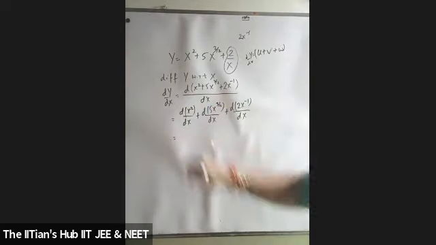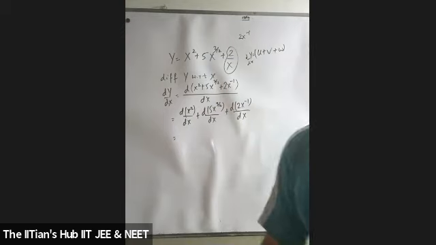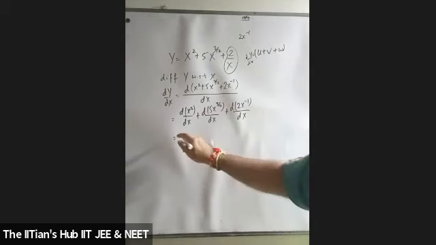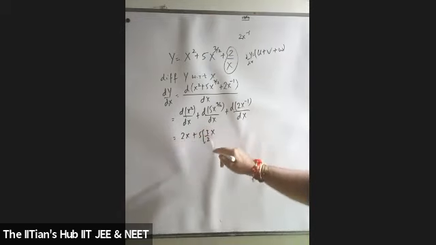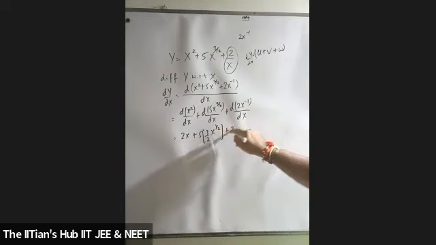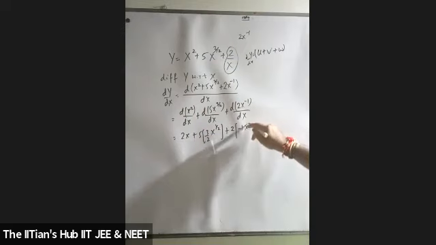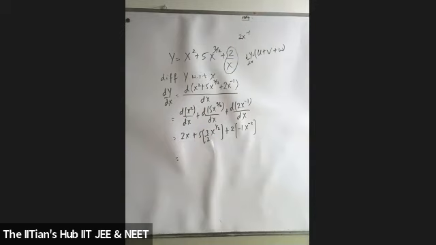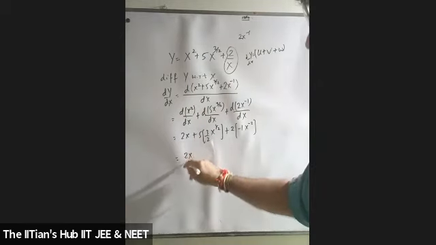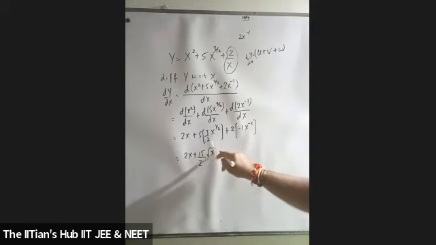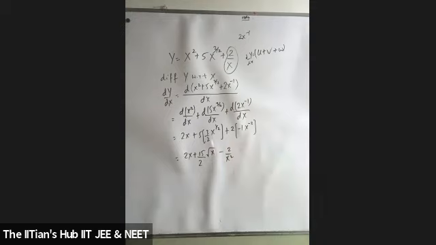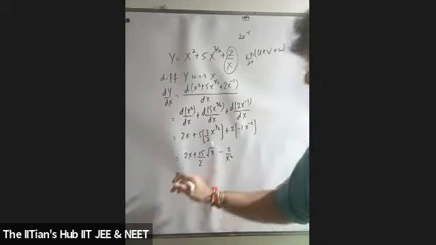Now further, Rakshit. Okay sir, 2x plus 5 into 3 upon 2 x raised to 1 by 2, then plus 2 into minus 1 x raised to minus 2. So now the final answer is what? 2x plus 15 upon 2 x raised to 1 upon 2 minus 2 upon x square. Okay. See students, Rakshit is so fast. This is its answer.